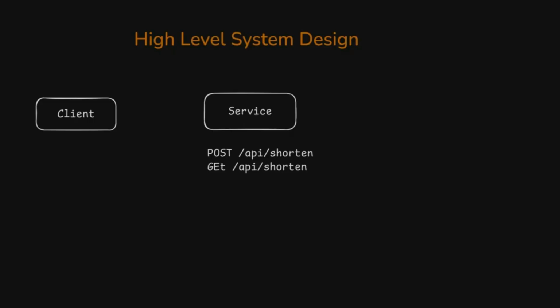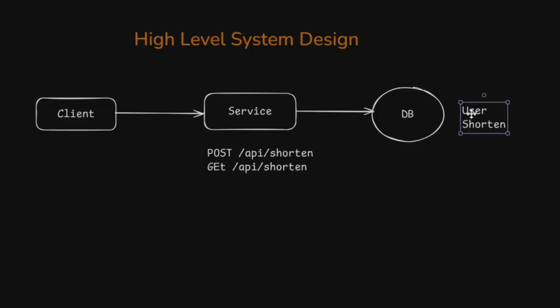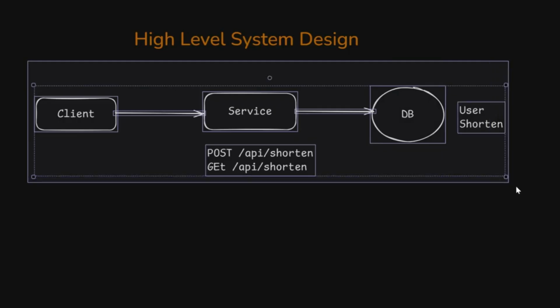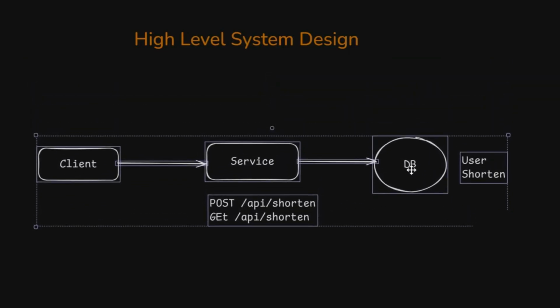This service is saving these mappings into the database. The client is making the request to the service, and the service is saving the data through this API to the database. And the schema we have discussed here are the user and the shorten database table on which these records are being saved. And also there is a unique ID generation part.